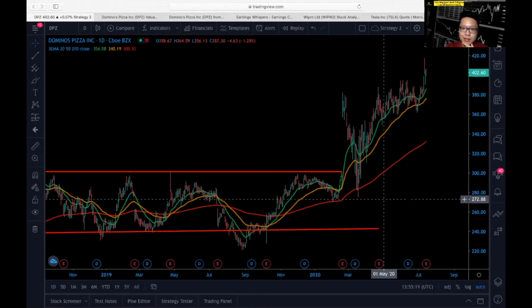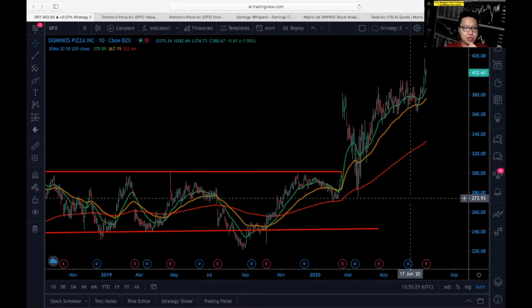Okay, why is it a negative book value per share for Domino's? Okay, so book value per share. What is book value per share? Book value per share is like net worth lah. The net worth of the company. So when a company has negative net worth, that means the liability is more than the asset.